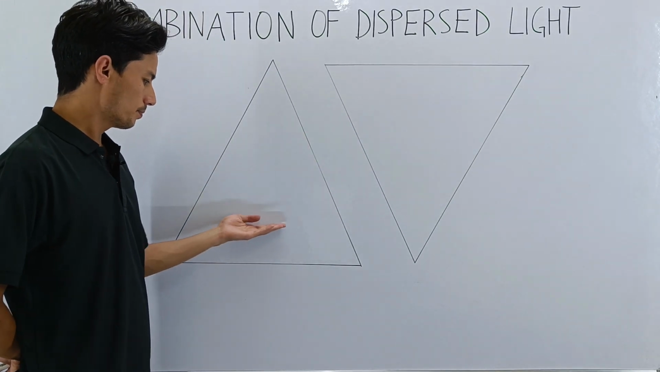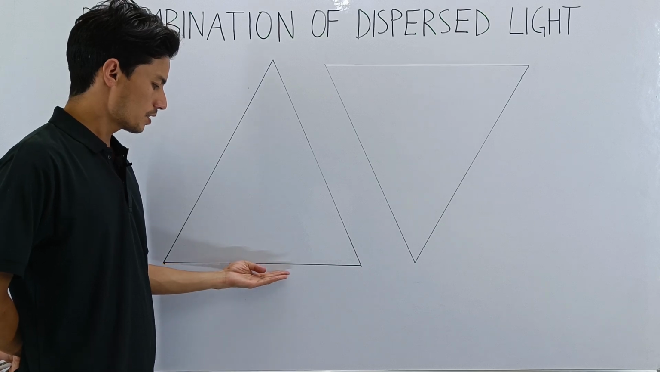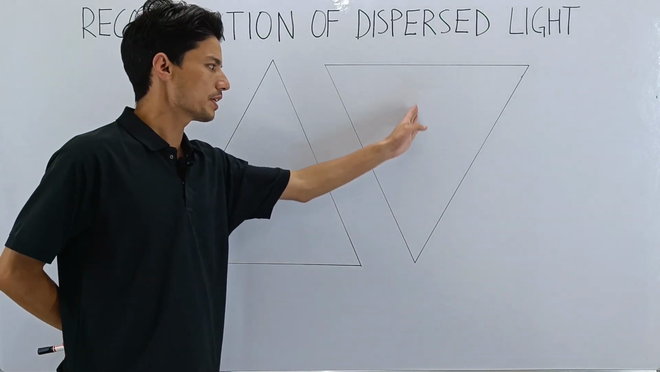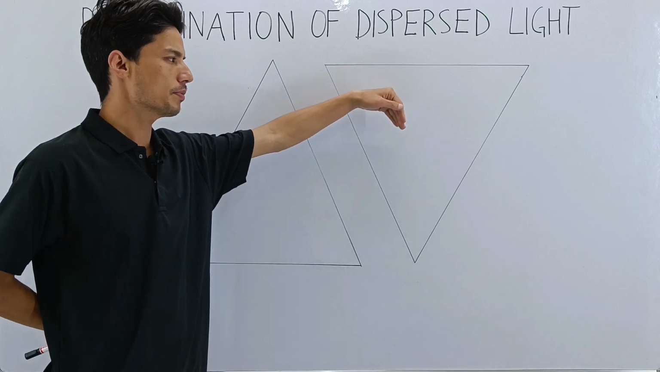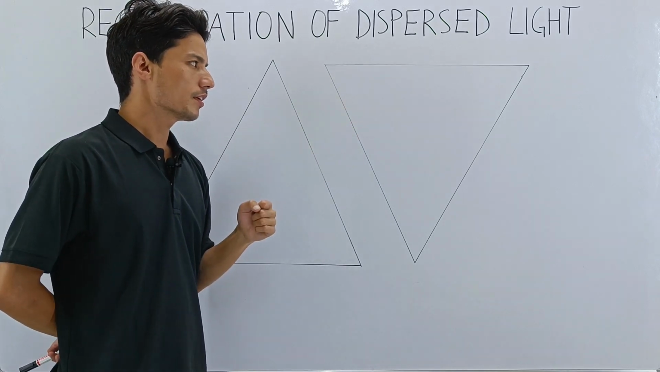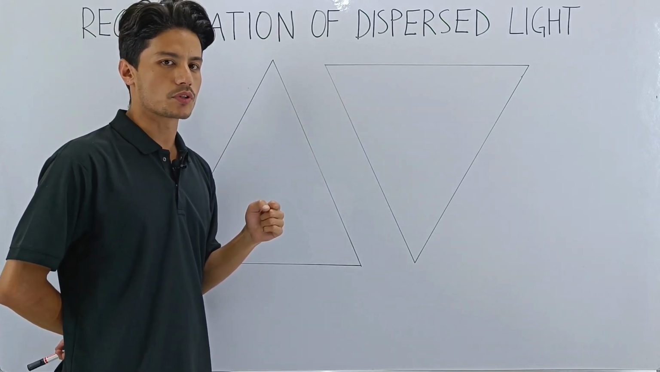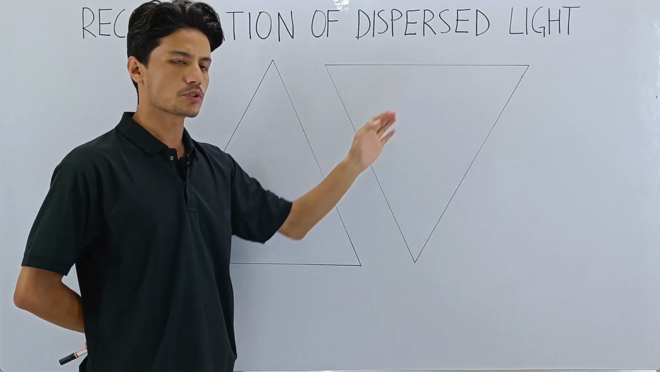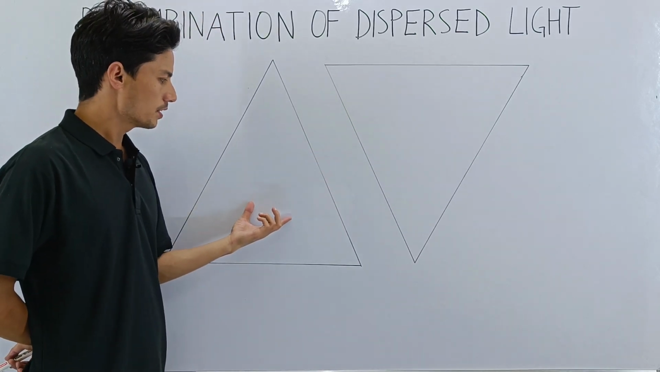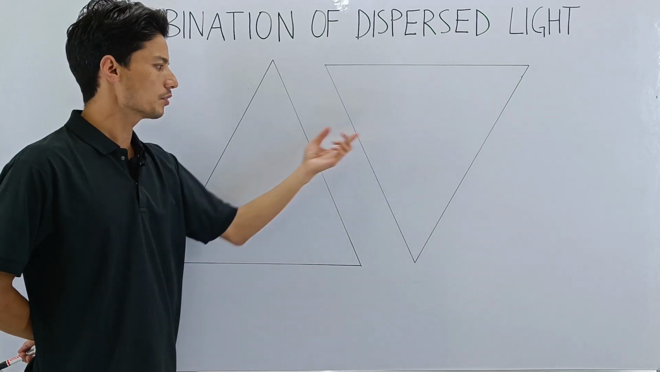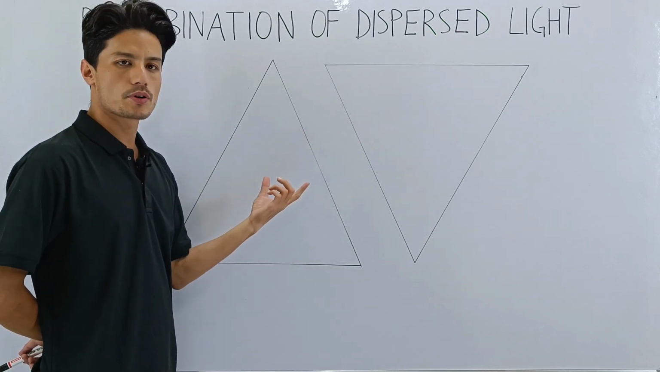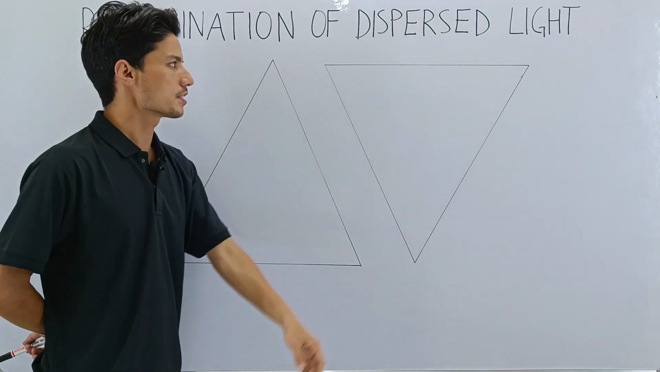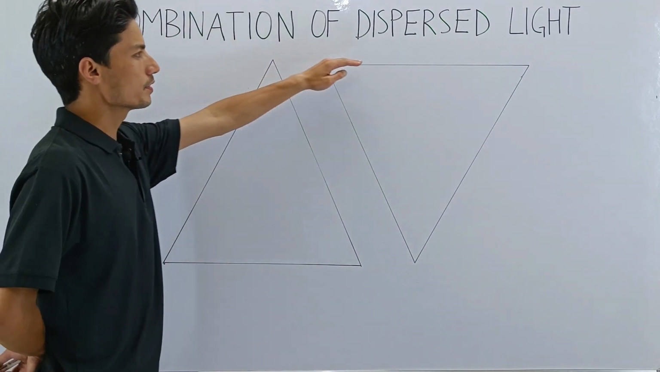This is the normal orientation of the prism, and the second prism has to be kept like this. If you keep it in any other position, this experiment will not work. So the second prism has to be oriented in this position, and the first prism is oriented in this position. So this is how the prisms have to be arranged in order for this experiment to be discussed. So the topic is recombination of dispersed light.